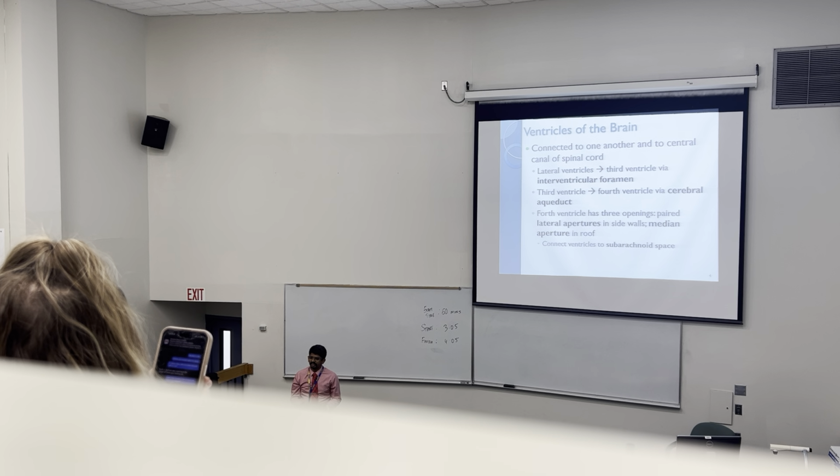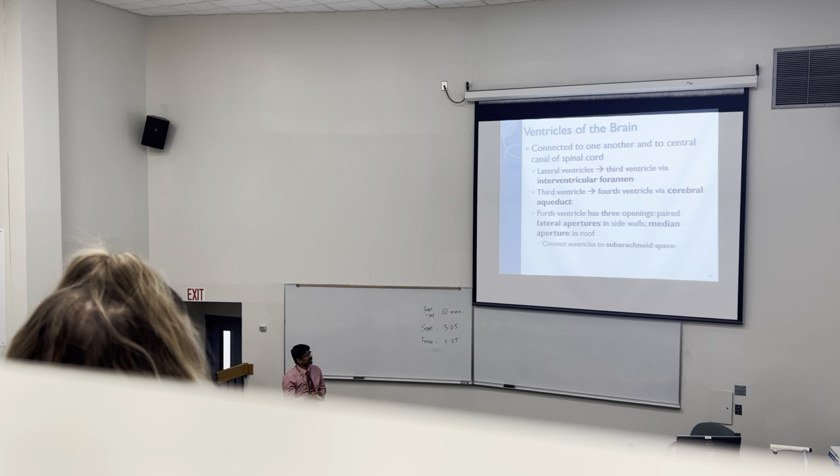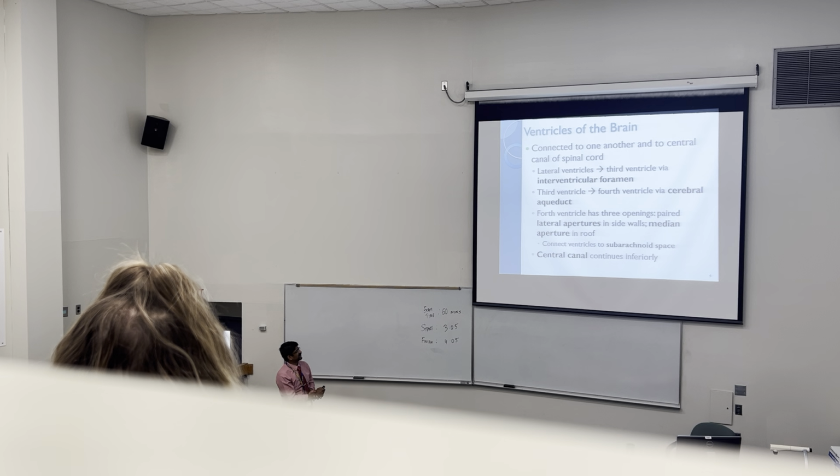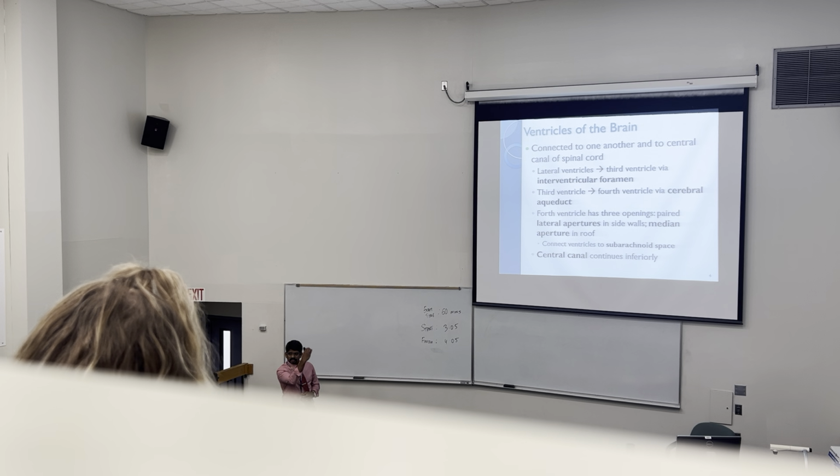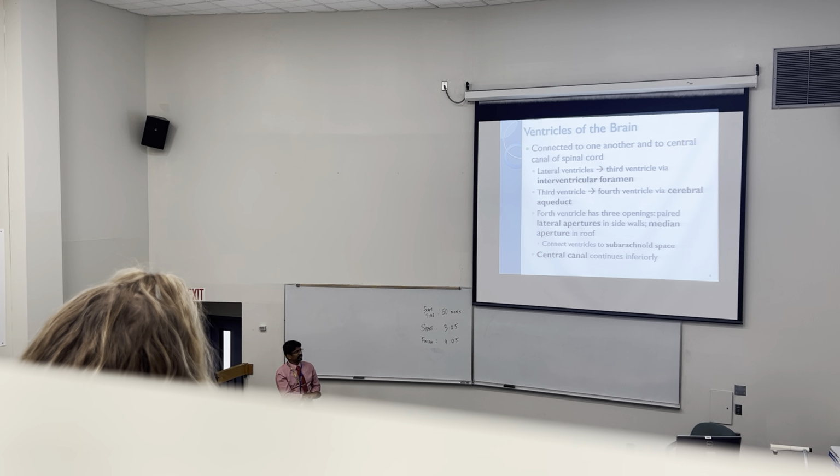Subarachnoid space. Between what two layers? Between the pia and the arachnoid. Very good. So it's subarachnoid, so it's below the arachnoid, then comes pia. We'll talk about that later too in a minute, right? And then the central canal is basically within the spinal cord, so it continues down from the fourth ventricle.